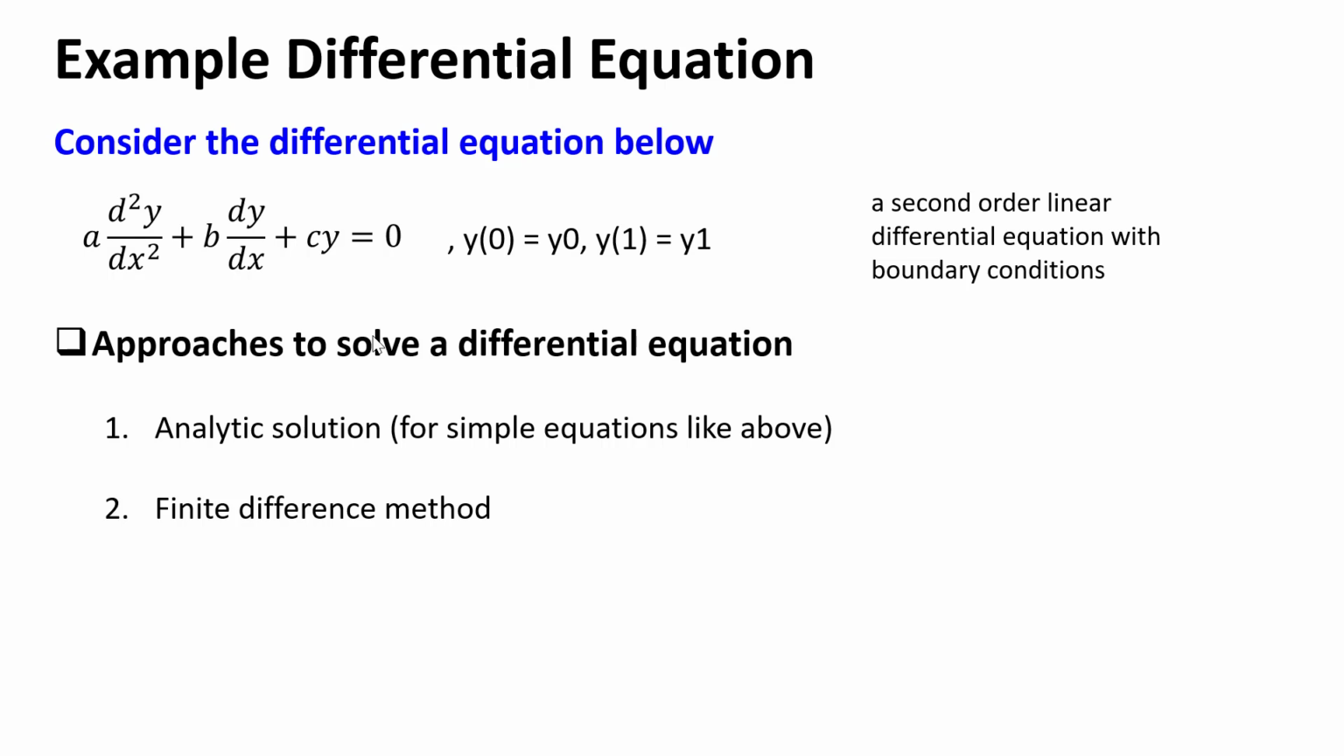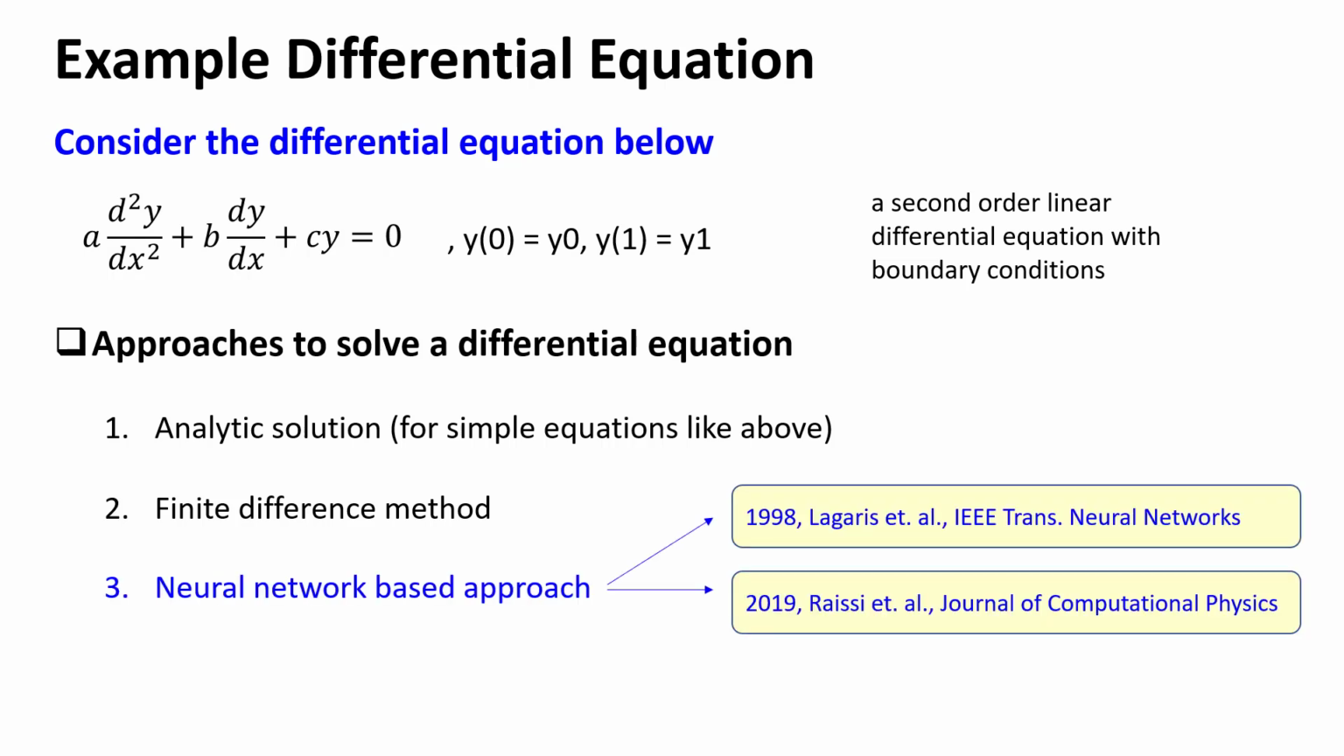In addition to these two, more recently there's a third approach, which is the neural network based approach. There have been two key papers that have led to a lot of research in this. The first is the 1998 paper by Lagaris et al. in IEEE Transactions on Neural Networks, and in 2019, Raissi et al. in the Journal of Computational Physics. It is this approach that we're going to look at right now.